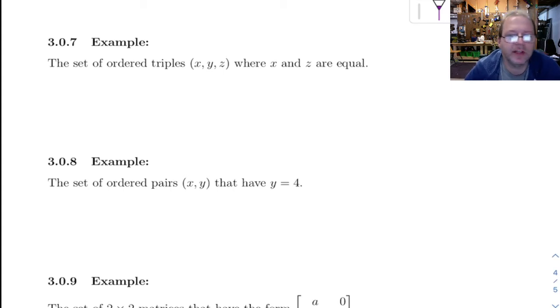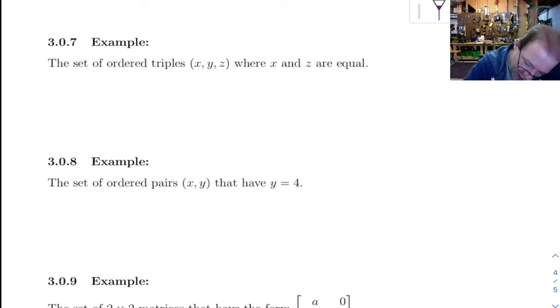All right, these next three examples are a little more involved, and I'm going to have to show you sort of a technique for dealing with these. So this first one says the set of ordered triples x, y, z where x and z are equal. You could probably go through and figure out what this looks like if you thought about it for a while, but we're going to do this one algebraically.